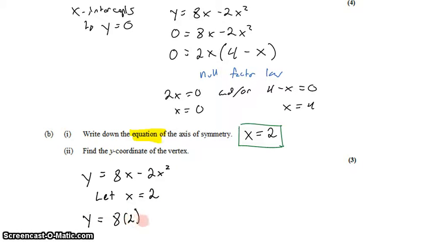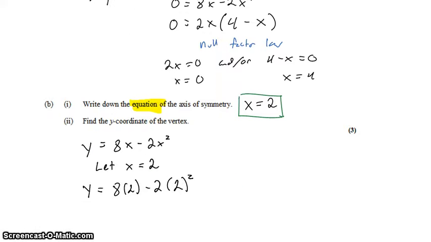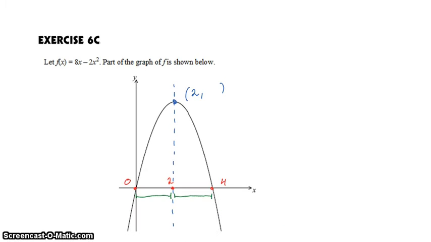That's 8 times 2, take 2 times 2 squared. 8 times 2 is 16, and 2 times 2 times 2 is 8. That means y equals 8. So the vertex is (2, 8).